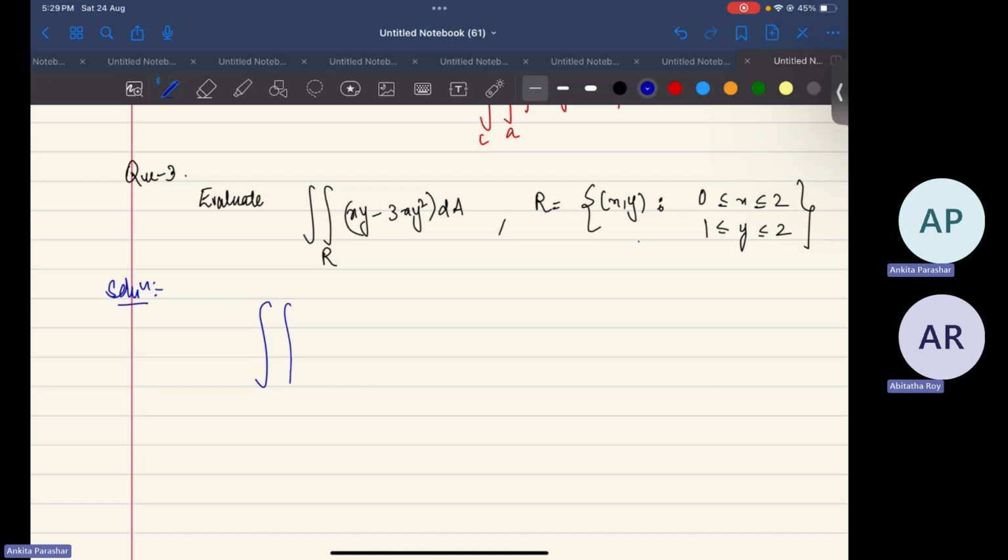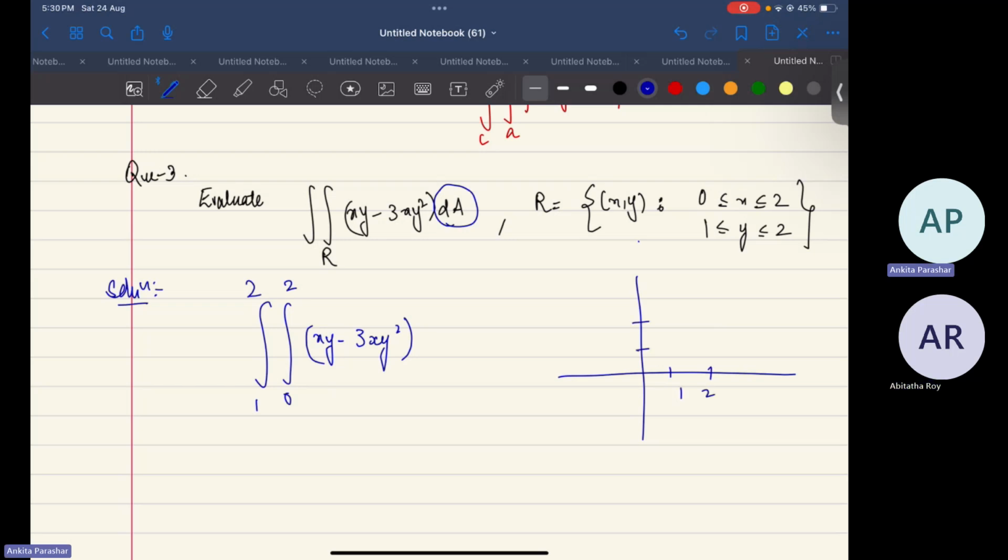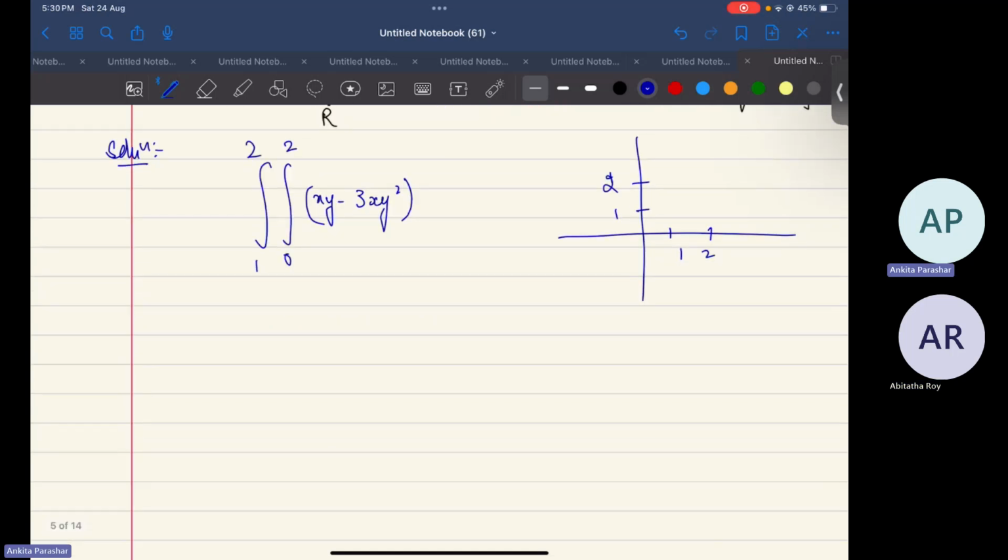Okay, so let's do it. The region is x from 0 to 2 and y is from 1 to 2. And the function is xy minus 3xy square. And you remember what dA is? dx dy. Yes, so if we partition our rectangle, which is from 0 to 2 and 1 to 2, the final answer would be minus 11. Minus 11. Okay, let's see. Dx dy. Which did you use? You integrated it with respect to x first or y?